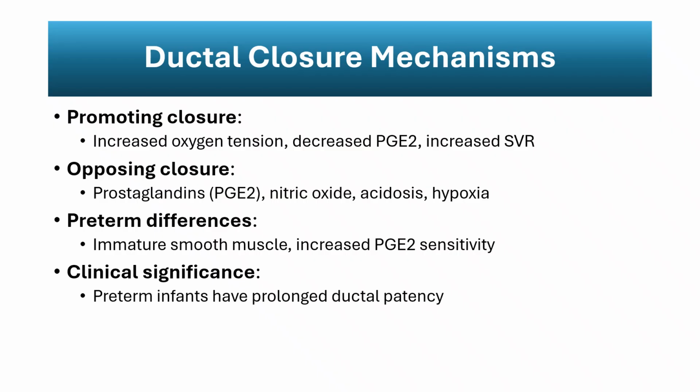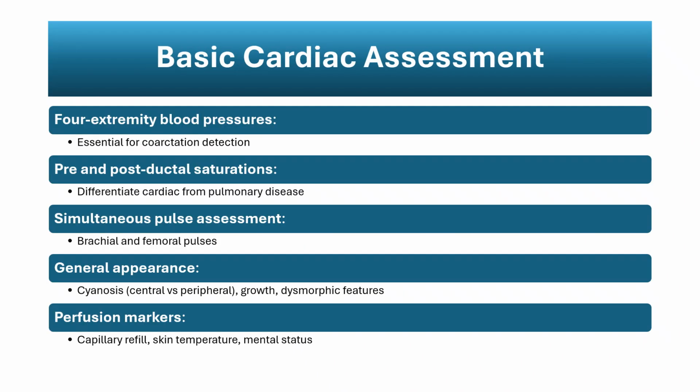Medications like indomethacin or ibuprofen block prostaglandin production, tipping the balance toward constriction. Conversely, prostaglandin infusion is life-saving in ductal-dependent heart lesions, deliberately keeping the ductus open until surgical intervention is possible. At the bedside, this knowledge guides both closure and maintenance strategies depending on the underlying condition. Basic cardiac assessment in the newborn is about pattern recognition, and each step provides clues to underlying physiology.